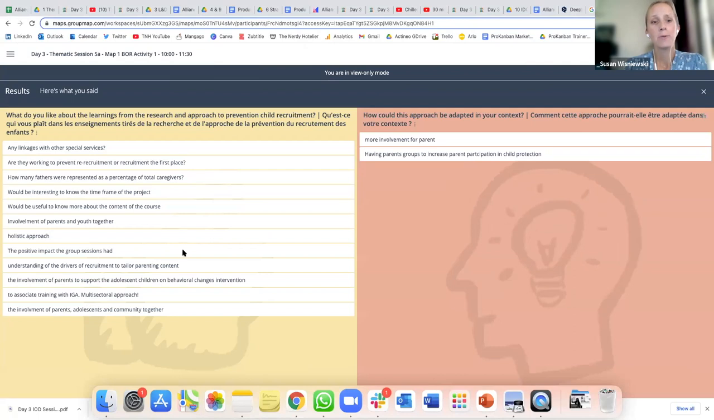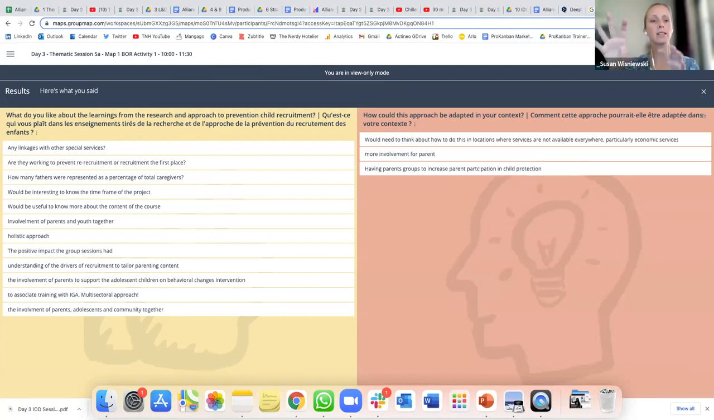In terms of what I see people really liked about the approach, it was the holistic approach and how all the different factors that were identified were then addressed in different elements of the programming. There was the work with caregivers and the work with income generating activities, and the involvement of parents, particularly, was mentioned several times, with the youth together, as a nice facet of this approach.